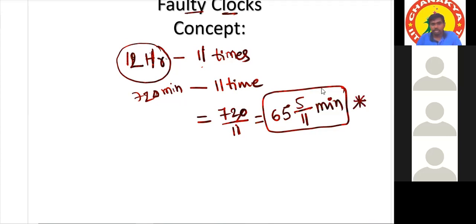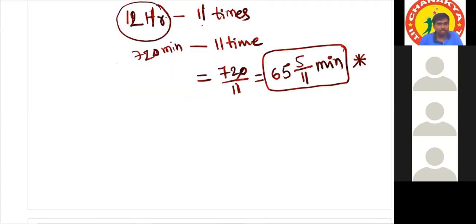Now tell me, suppose there is a clock. Before telling this point, let me conclude here. Can I say the same, 65 5 by 11, as the minute hand overtakes the hour hand at an interval of 65 5 by 11 minutes? Yes, sir. Again, I'm repeating: the minute hand overtakes the hour hand at an interval of 65 5 by 11 minutes. Yes or no? Yes, sir.